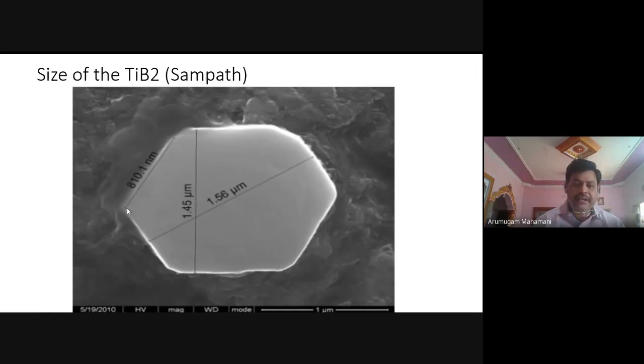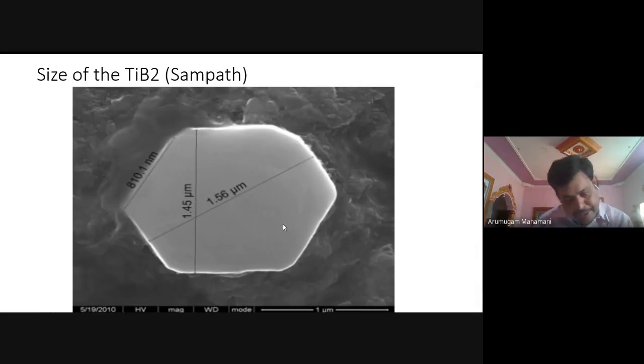You look at the TiB2 phase. It is hexagonal in shape. You look at the size of the TiB2 particle. He measured 1.56 micron, 1.45 micron. So you look at this, 810 nanometer. One side of the hexagon of the TiB2 particle is 801.